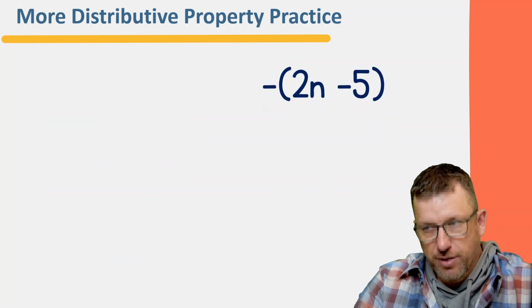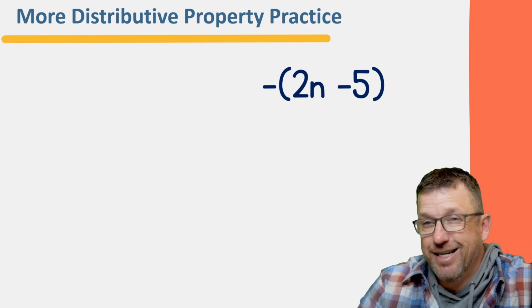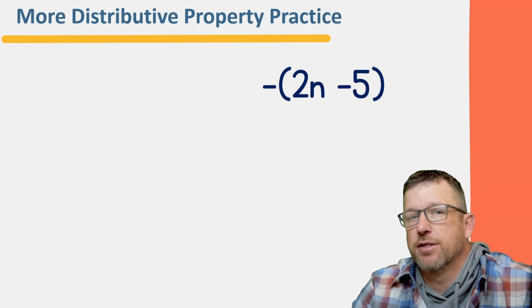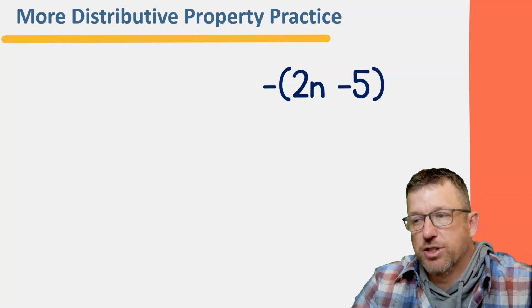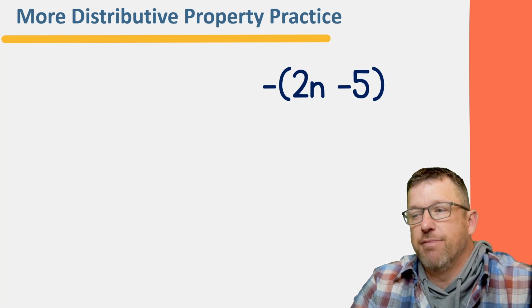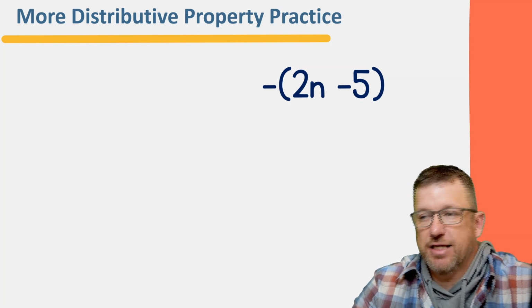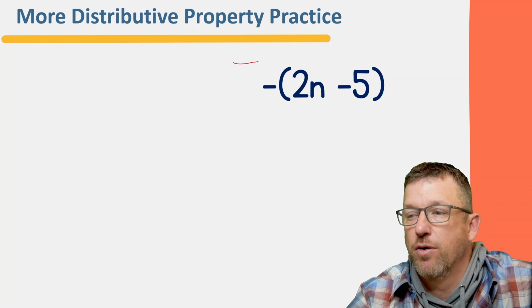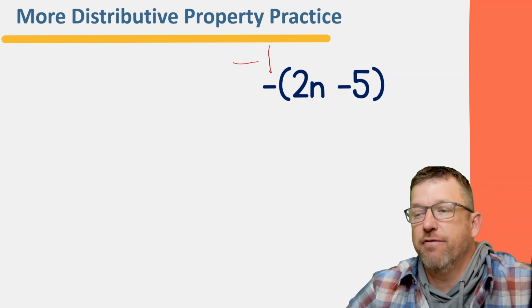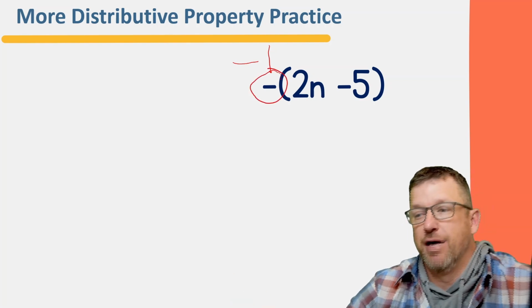But here's the tricky one. You're going to see this every once in a while, so pay attention. I know you're like, I get it. This is a tricky one, but once you learn this little thingamabobber, it'll make more sense to you. So we have a negative sign in front of the parentheses, 2n minus 5. If you see a negative there, that is the same thing as negative 1. So it's basically negative 1 times 2n minus 5. It's also just saying the opposite of 2n minus 5.